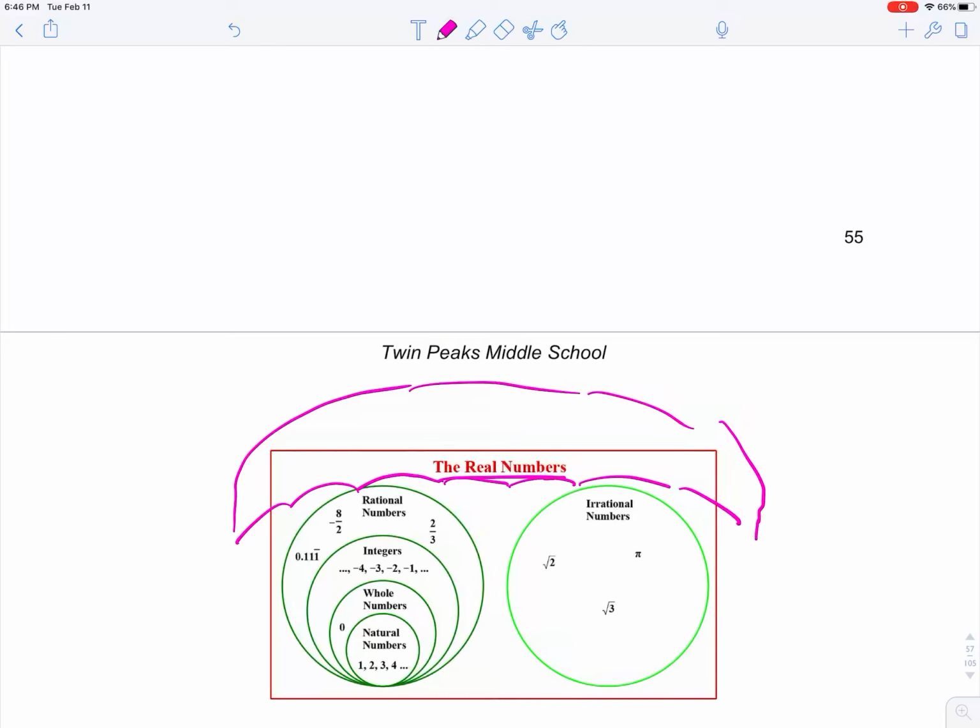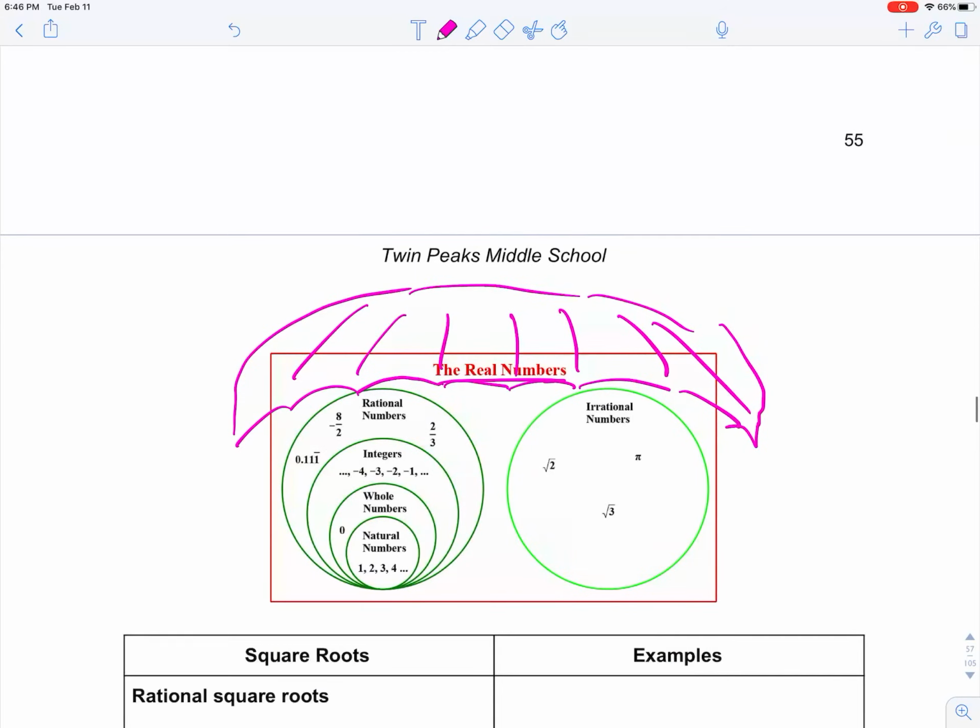There we go. Okay, that somewhat resembles an umbrella. Sorry. Okay, but anyway, think of the real numbers as a giant umbrella, and all of these things in these circles underneath fall into that umbrella term, real numbers.